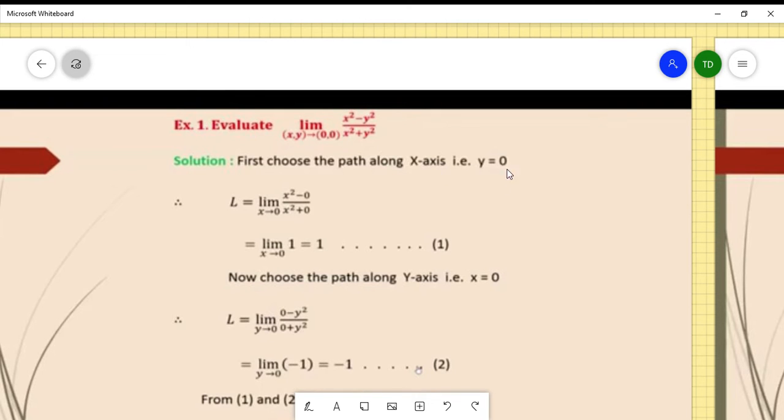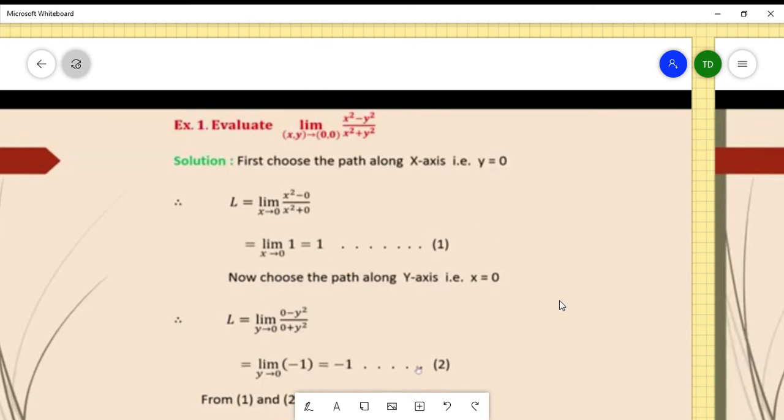X-axis means the y coordinate is 0. So L will be equal to the limit on x, because y is put 0. The limit as x tends to 0 of x square minus 0 upon x square plus 0. Very directly, x square is getting cancelled, and what we are left with is 1. Now there is no x to apply the limit, so the answer is 1.